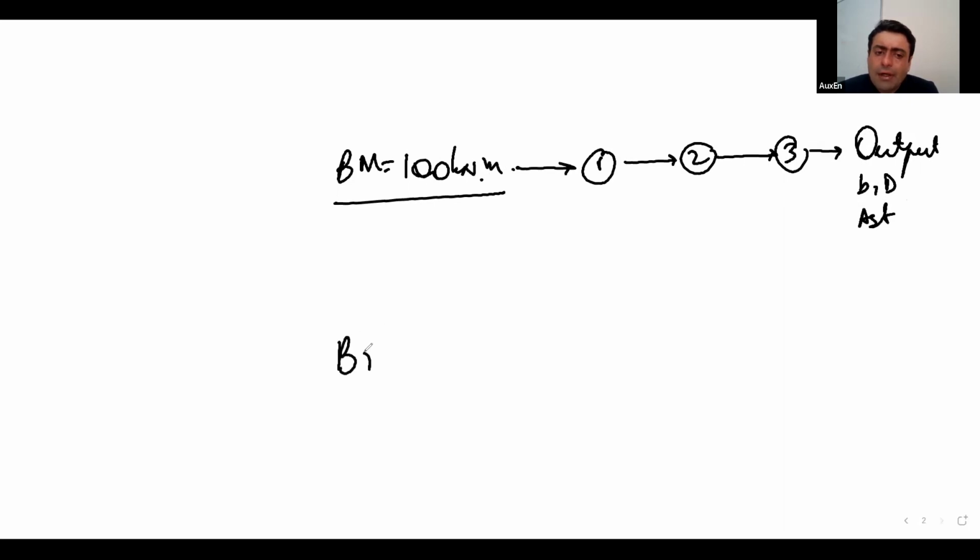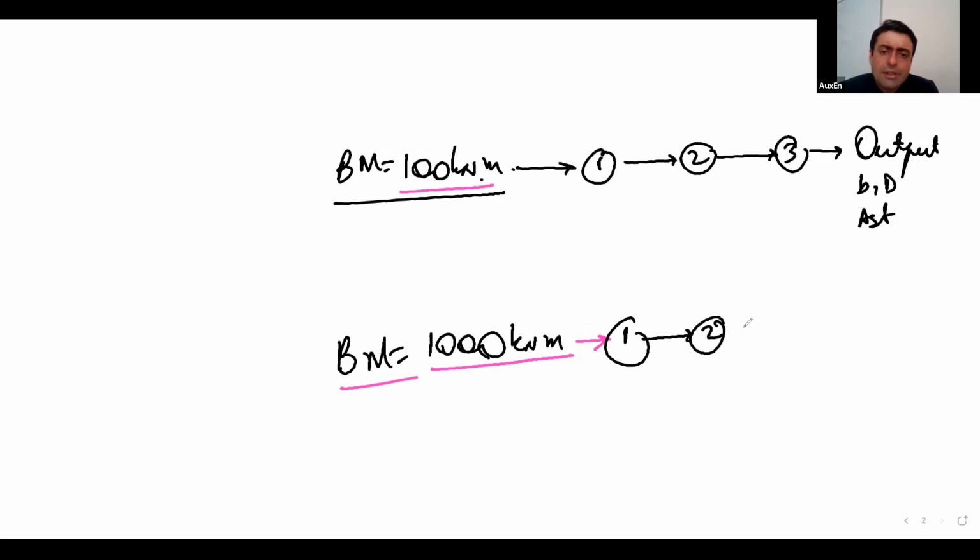Now, if my bending moment becomes, let us say, instead of 100, 1000 kilonewton meter, will these steps change? What do you think? Let us say for a small structure, a small beam you were designing, a 3-meter beam, and the bending moment was 100 kilonewton meter. If instead of it, your bending moment now becomes 1000 kilonewton meter, do you think that the step-by-step algorithmic process will change? Will this process change?